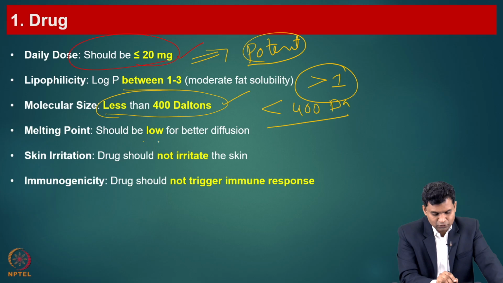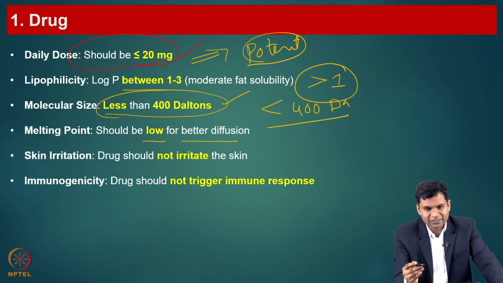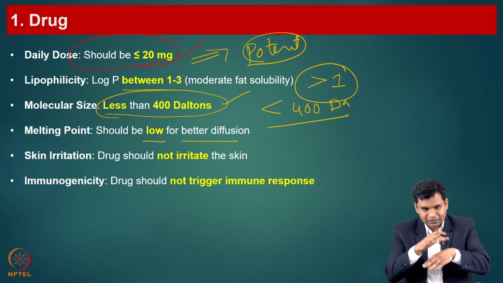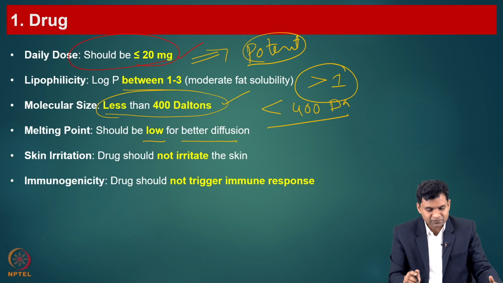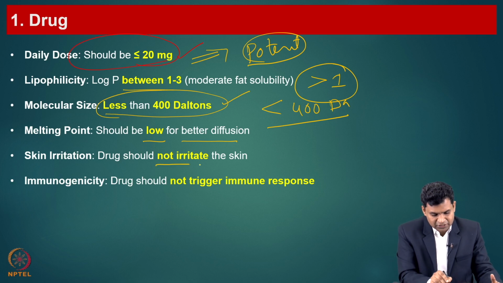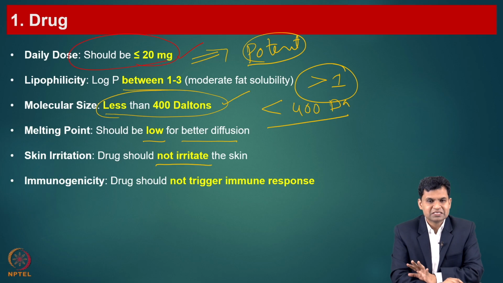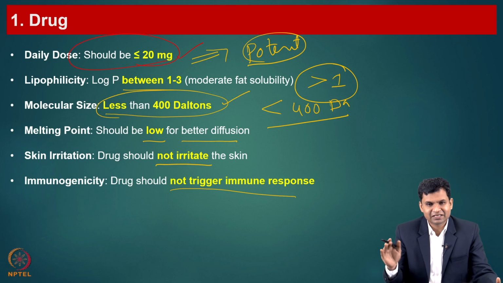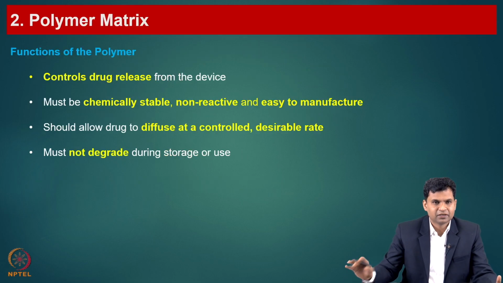Melting point should be low for better diffusion, because if you have a very low melting point, then at the temperature of the body or the skin, that will also help diffusion. Skin irritation: the drug should not cause any type of irritation to the skin. Immunogenic: yes, your drug should be non-immunogenic, that is, it should not trigger any type of immune response after administration.